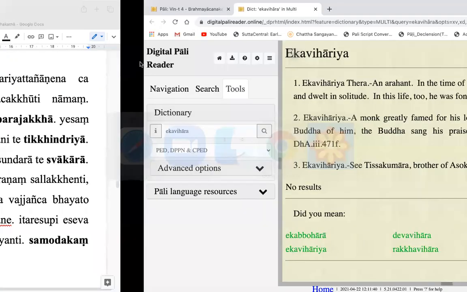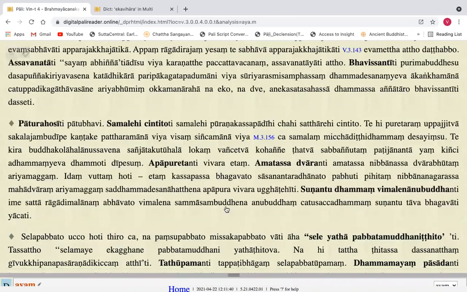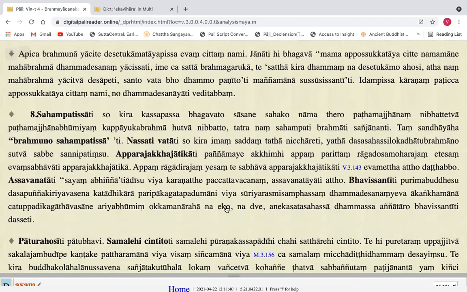Right, so we have: Sahampati Satiso Kirakasapasa Bhagavato Sasane Sahako Namatero Patamacha Nang Nipati To Patamacha Nabu Miyang Kappa Yuka Brahma Huto Nipato. The writing style is very strange. Here the subject is so, and the main verb is not a verb, it's a past participle, but nipato is the main verb here, we can say. Yes, nipato. That action belongs to so.